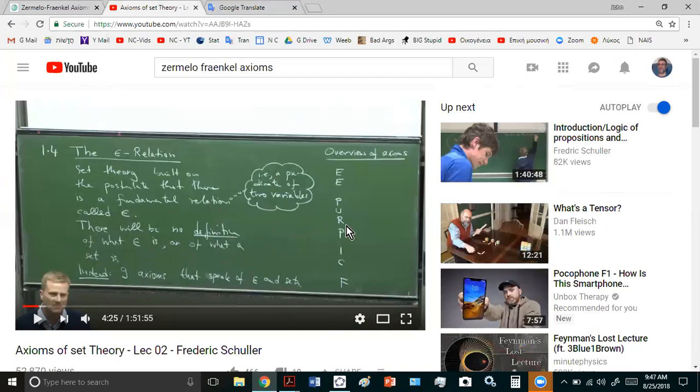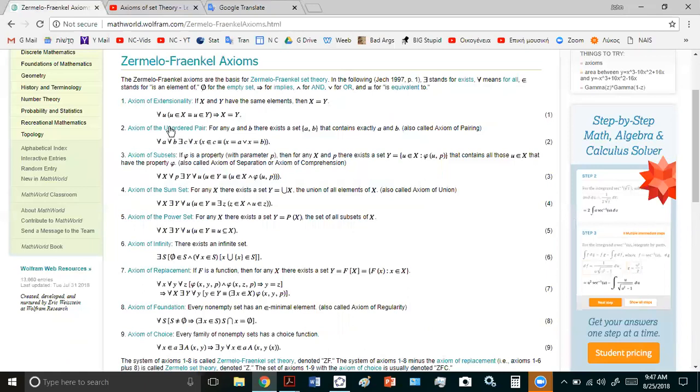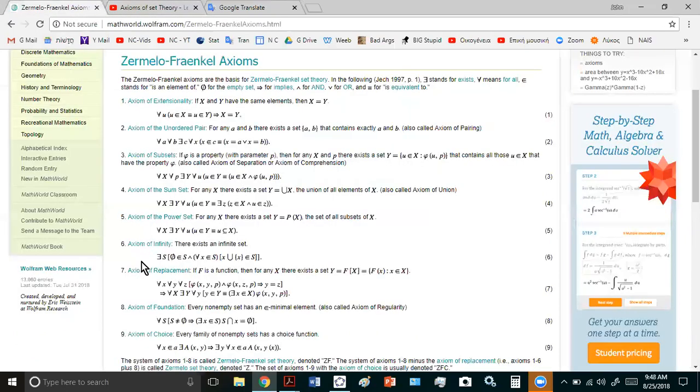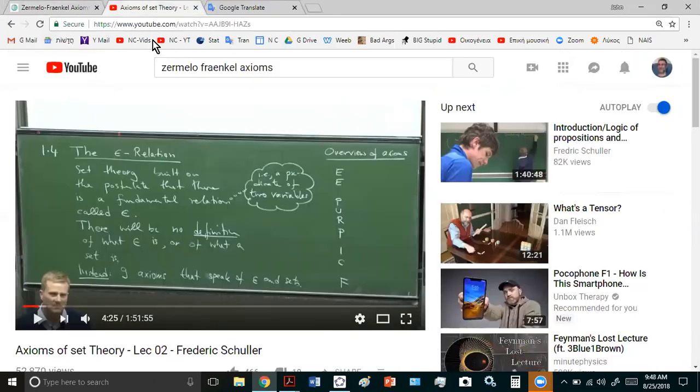And the 9 axioms are stated here by the first letters that you see here: E, E, P, I, C, F. And that's how Schuler remembers the axioms. So the first one is extensionality. The unordered pair, which is this one here, he's called it E. And all the rest of them: the axiom of subsets, sum set, power set, infinity, etc.